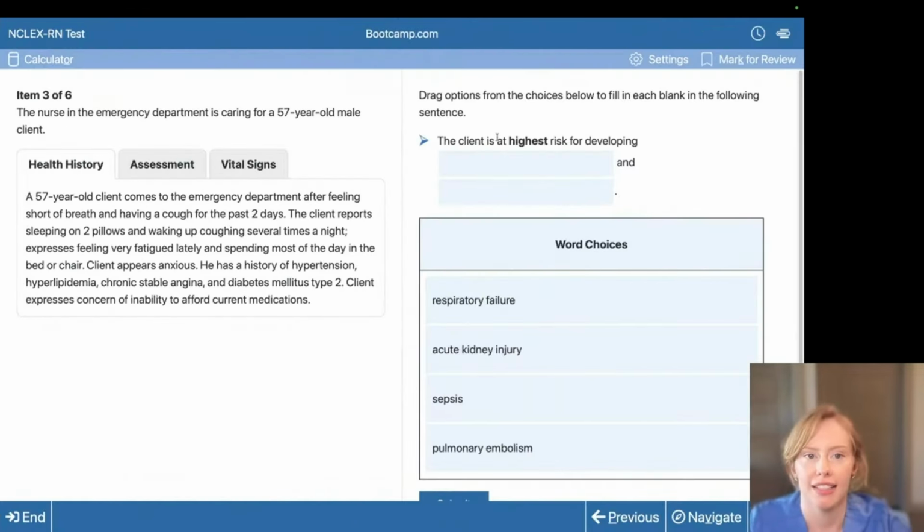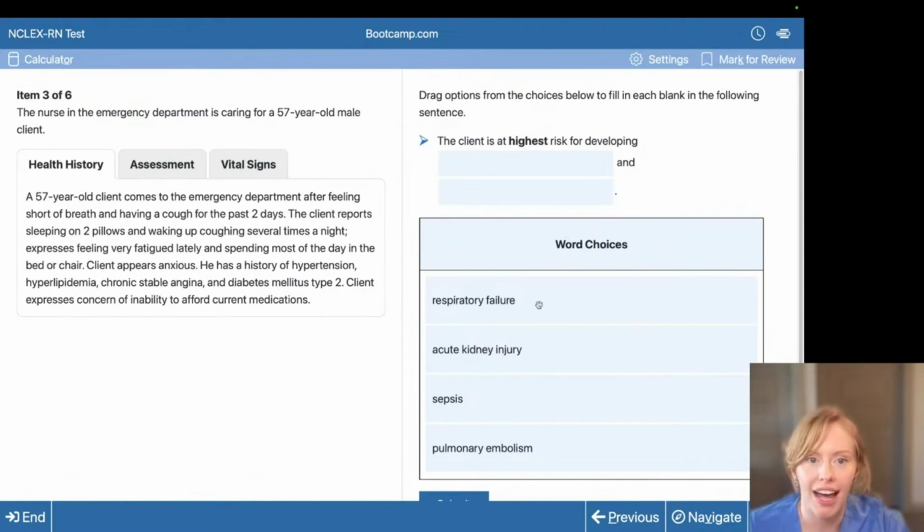All right, so let's consider that. We're being asked, the client is at highest risk for developing blank and blank, and that's either going to be respiratory failure, acute kidney injury, sepsis, or pulmonary embolism. Here, the client is at risk for all of these things, right? But we need to figure out what they're at highest risk for from heart failure.